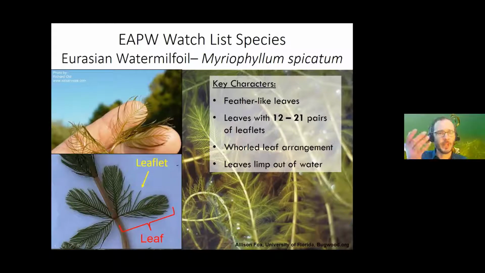So again, you pull a plant out of the water, it looks like it has feather-like leaves, the leaves are all coming out whorled around the stem, and it has more than 12 leaflets on one side. That's Eurasian water milfoil. Another key secondary characteristic is that the leaves are limp out of the water. So when you pull the plant out of the water, Eurasian milfoil, compared to the native milfoils, just collapses over your hand and over your finger, whereas with some of the native milfoils, the leaves will still stay robust and stick up off of your hand. Now that's, again, not a primary character, but something that will help.